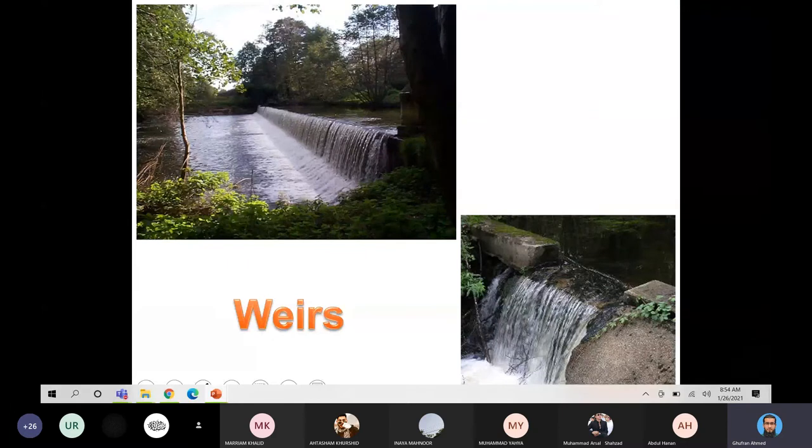Okay, so these are some pictures of a weir. As I said, it is of large scale and is usually made of concrete or masonry. It is on a river basically. So here you can see that a weir is constructed, and the water starts flowing over the weir. Similarly here as well. So this is the weir.